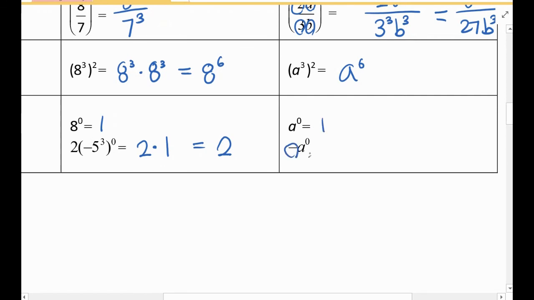But negative a to the power of 0. 0 exponent applies to the number directly in front of it. So negative will stay there. a to the power of 0 is 1. So that is negative 1.